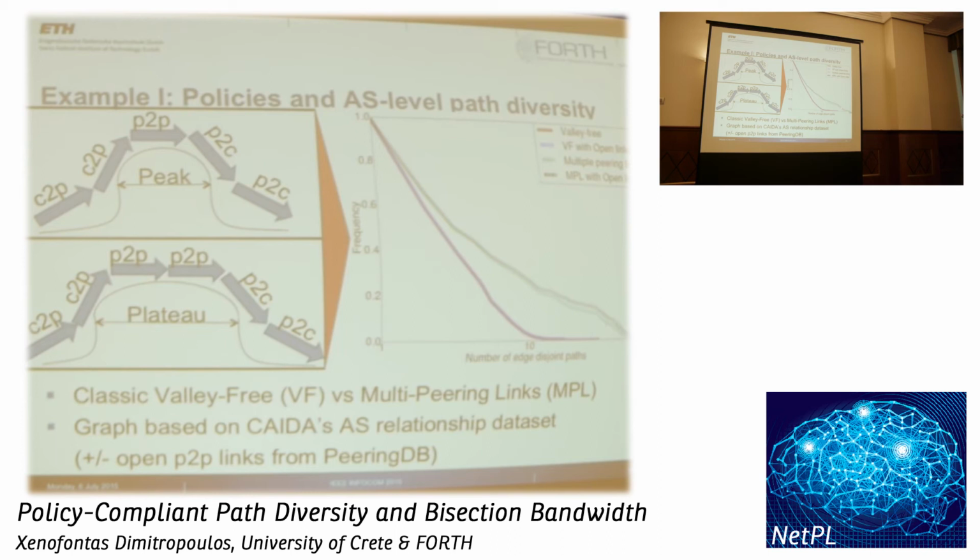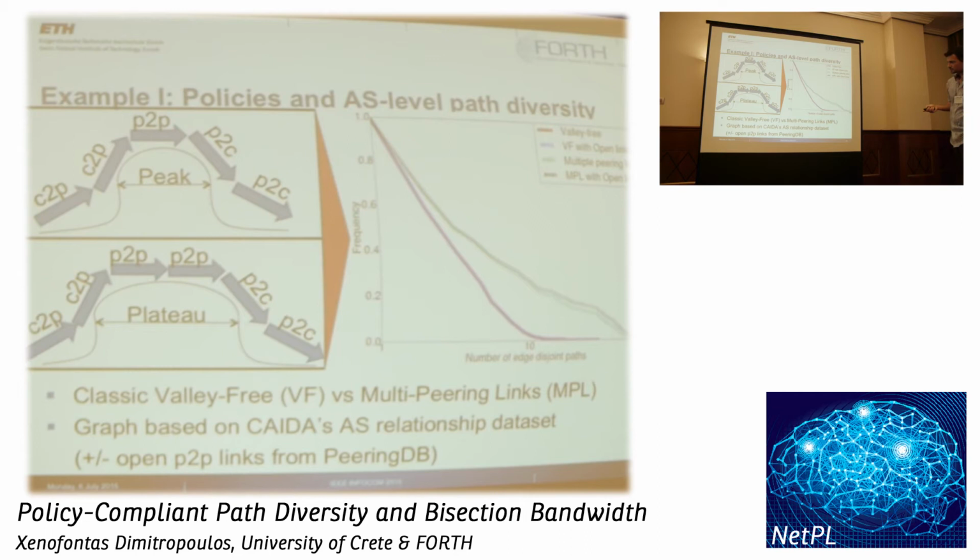Okay, first of all, we see that the impact of the more relaxed policy model is quite significant. If you look at the numbers here, around 20% of the links have four or more edge-disjoint paths, and this grows to around 20 if we allow multiple peer-to-peer links. On the other side, adding more peerings at IXPs does not have as significant an impact on path diversity. So here we see little difference, although there is some difference that is hidden by the scale, so here the tail is a little bit longer. And here again we notice a little difference.